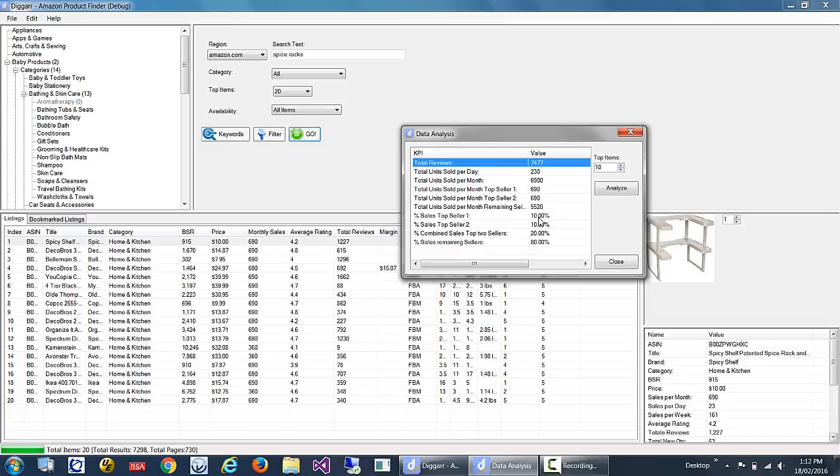Now if the top two guys, let's say this guy and this guy, formed say 80% of the market and the remaining was 10%, then I would not even bother going into this market, because you can see that the top two guys have basically taken most of the sales, and most likely to beat them is going to be near impossible, right? So I'd go somewhere else and find another product.